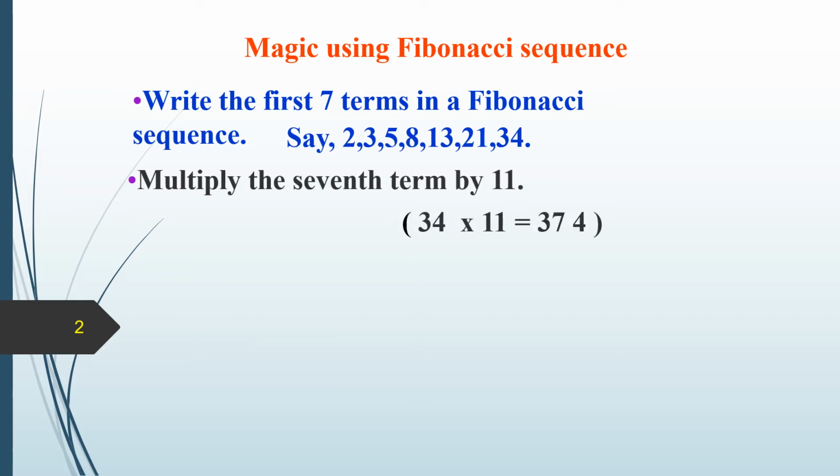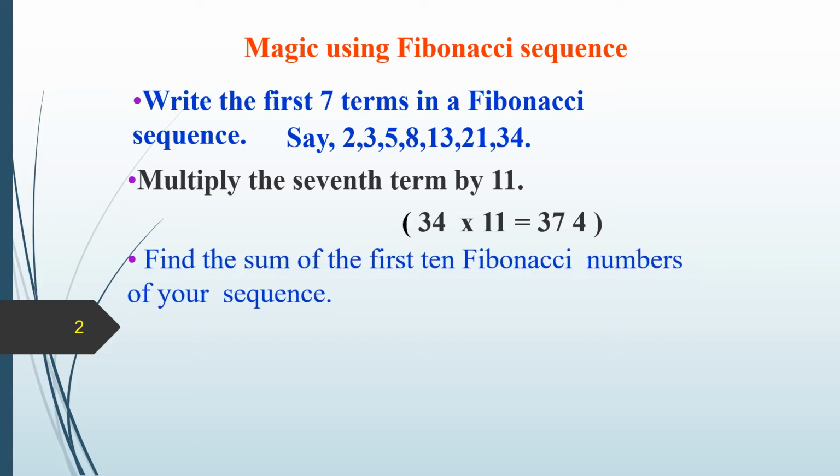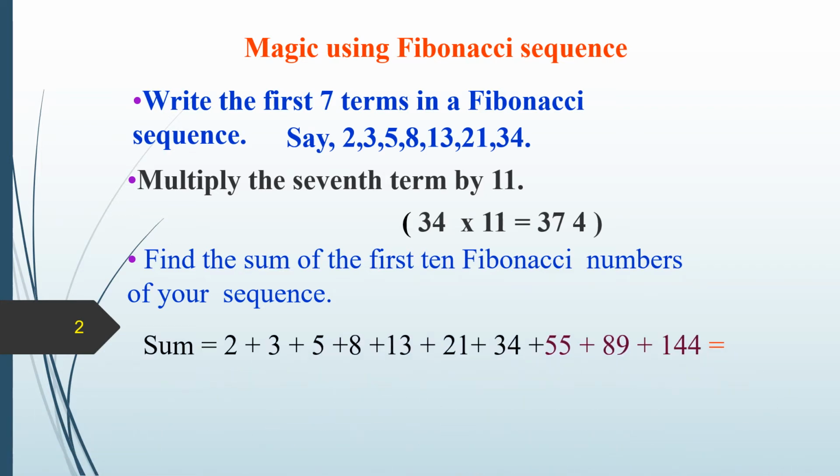Now ask them to multiply the 7th term by 11. 34 times 11 gives us 374. Let us ask the students to find the sum of the first 10 Fibonacci numbers of this sequence. Let them continue the sequence and find the sum.